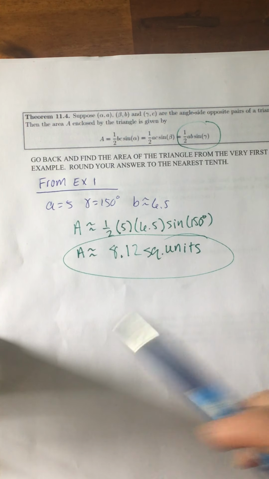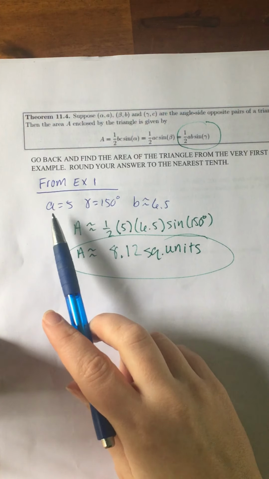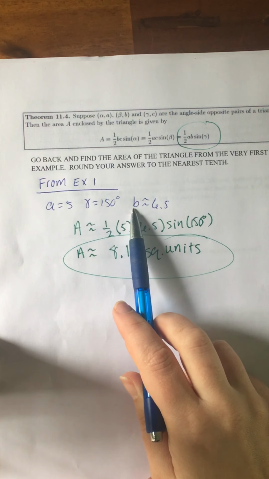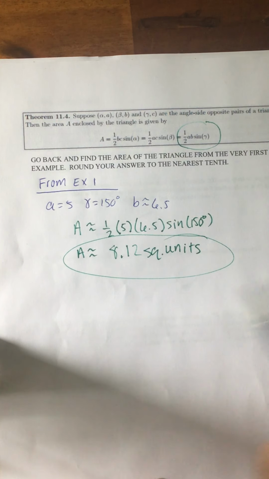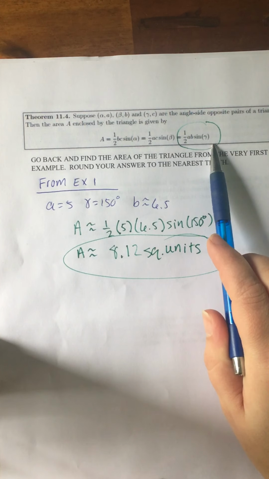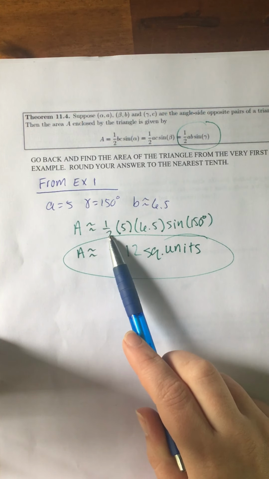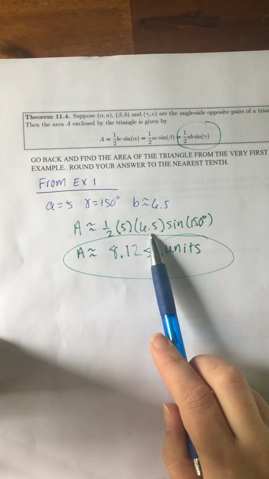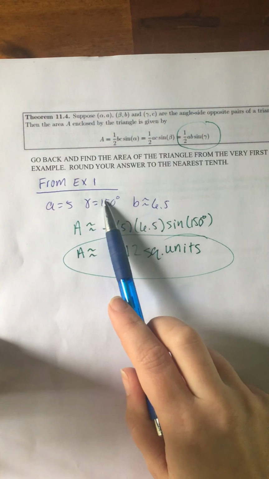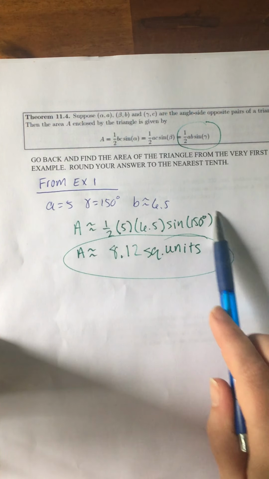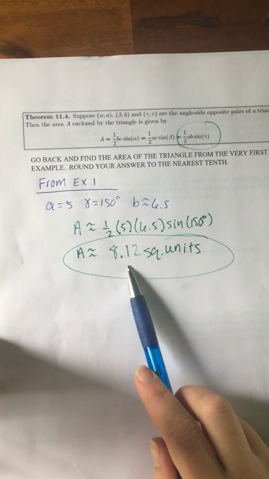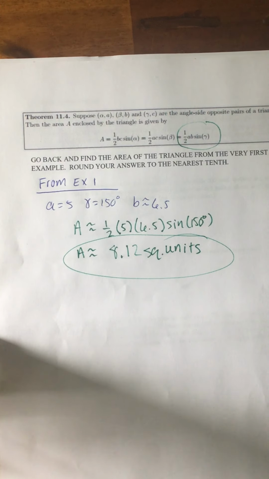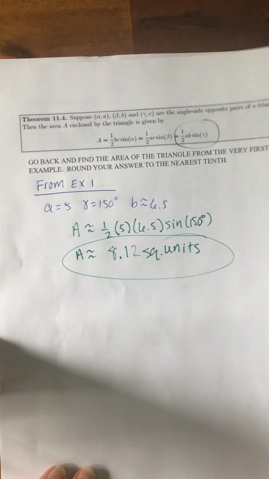We want to go all the way back to the very first example we solved in this section. We were given that A was 5. We found that gamma was 150 degrees and that B was about 6.5. So if we use this formula that I've circled here, the area is going to be 1/2 multiplied by A, which is 5, multiplied by B, which is about 6.5, multiplied by sine of gamma, which is 150 degrees. If you type this into your calculator in degree mode, you should get about 8.12, and this is area, right? So this is square units. We don't have a specific unit we're working with. All right, so that's pretty simple.